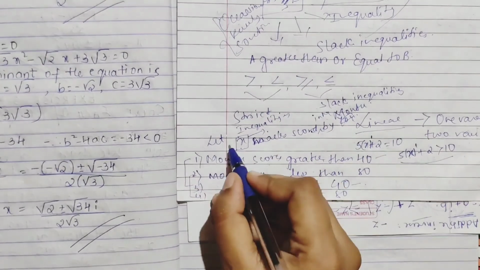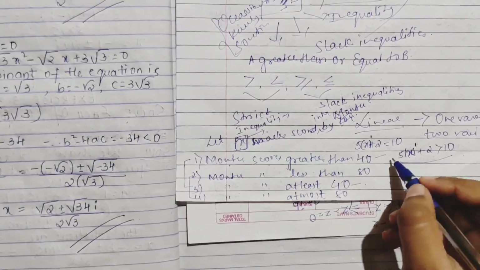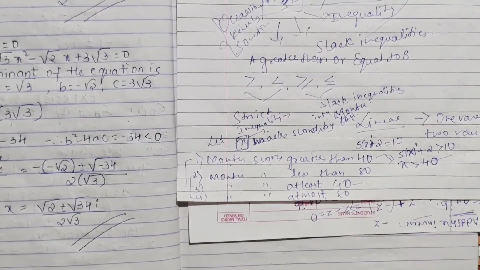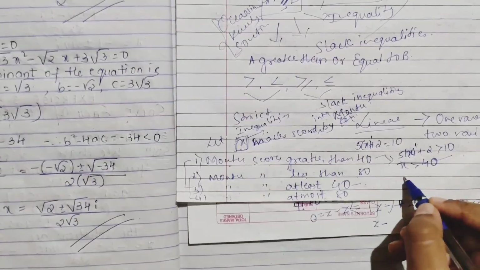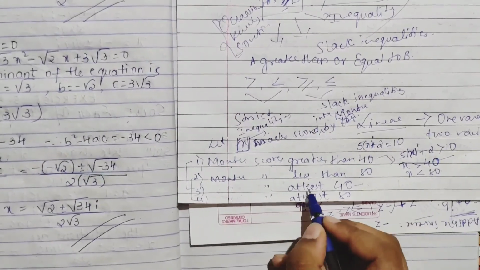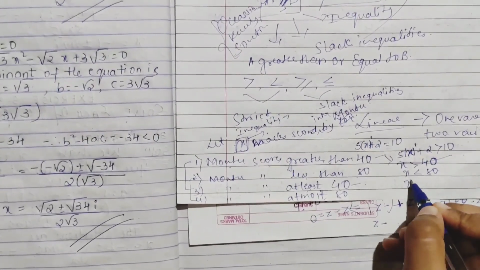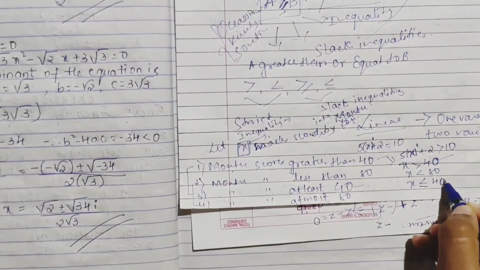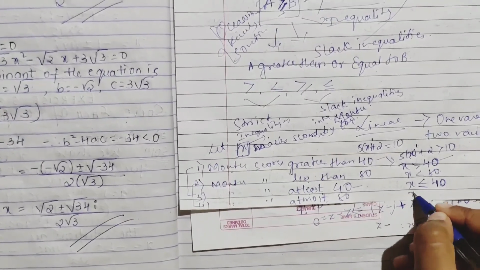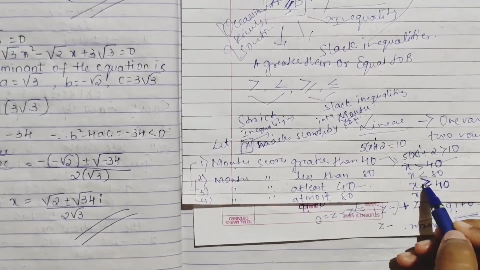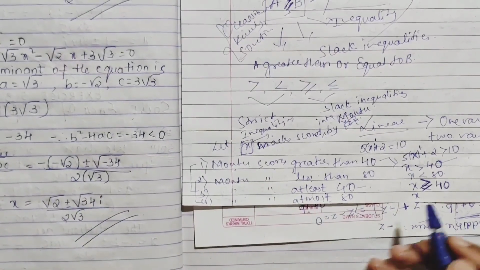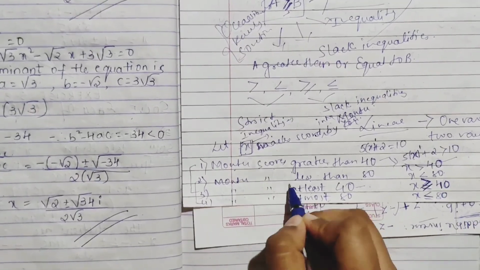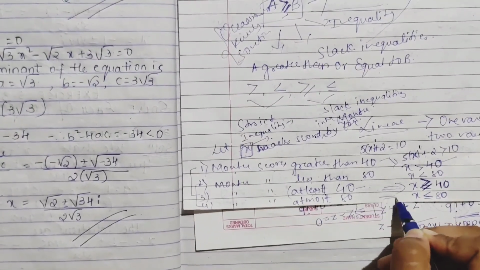Greater than 40 means here we are taking x as a variable, so this becomes x greater than 40, marks scored by Montu. Then what does it tell? Less than, so x less than 80. At least means x greater than or equal to 40, at most means x less than or equal to 80. This is the meaning of your at least and this is the meaning of your at most.